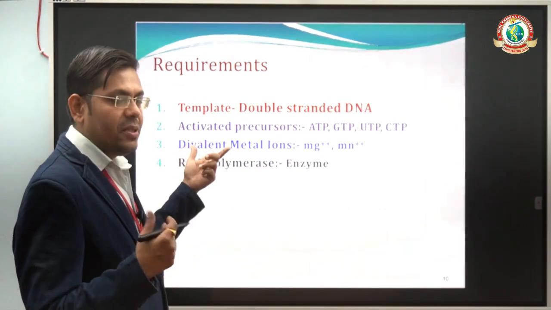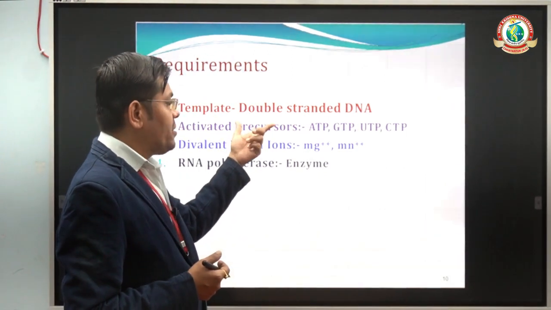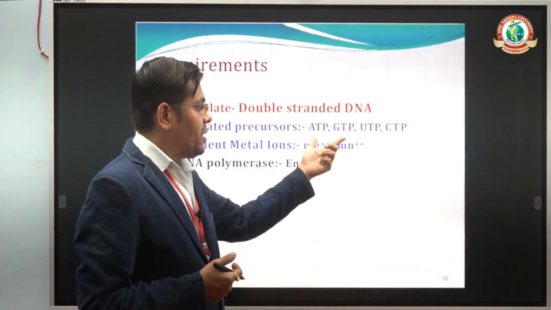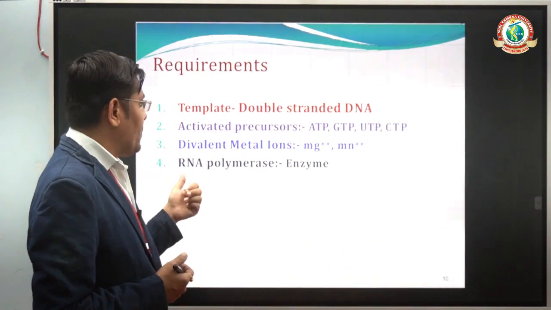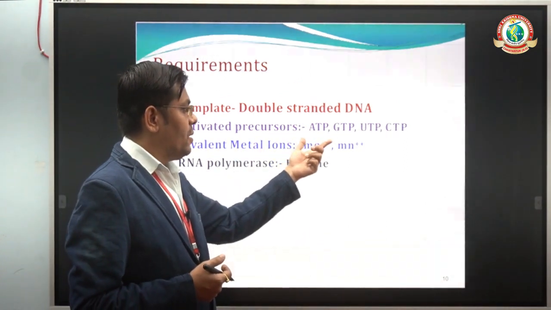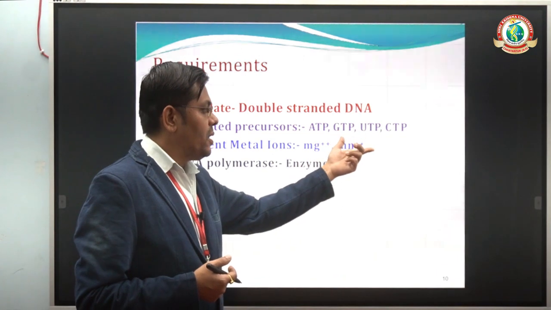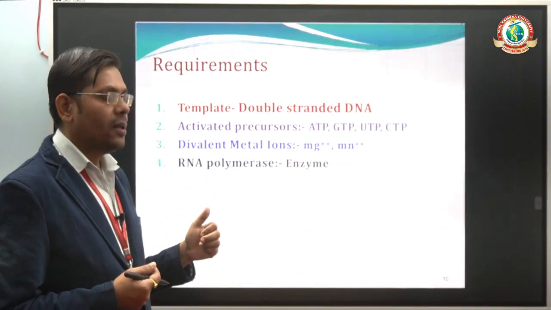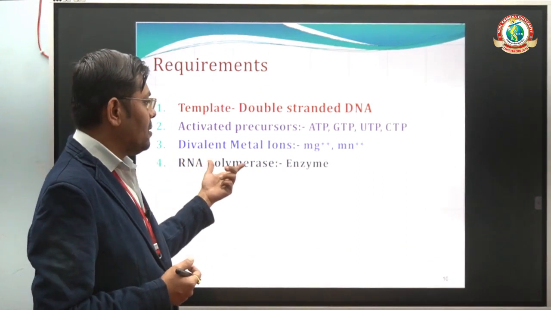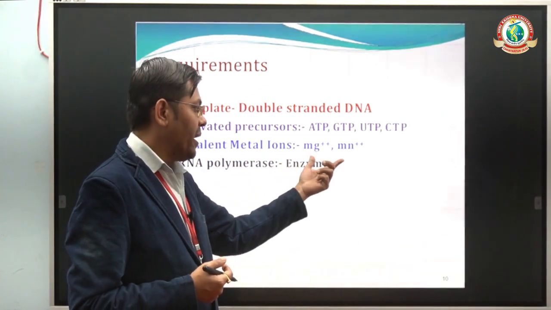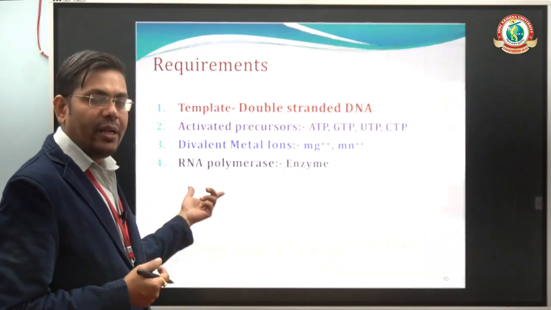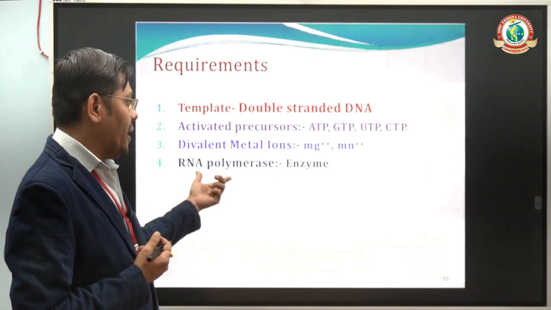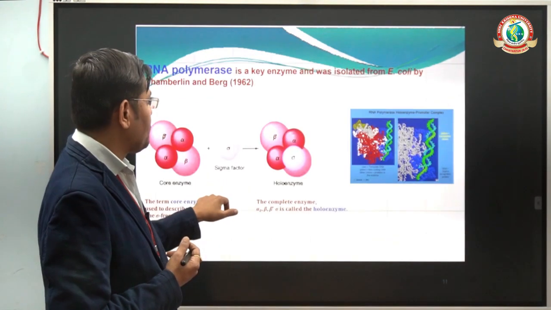If we see the requirements, a template double-stranded DNA is required, and activated precursors like ATP, GTP, UTP, CTP are required, like adenosine triphosphate, guanosine triphosphate, uridine triphosphate, cytosine triphosphate. The divalent metal ions are magnesium and manganese. And the important enzyme which initiates the process of transcription is called the RNA polymerase enzyme.